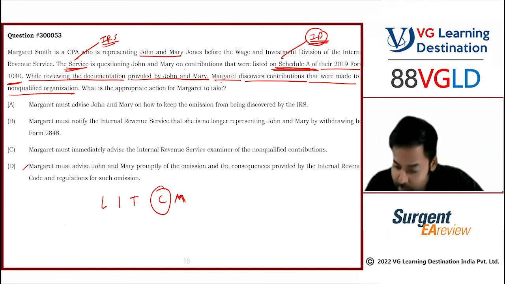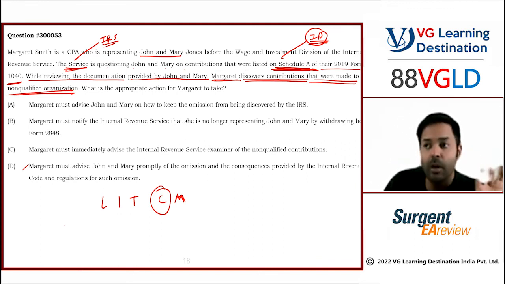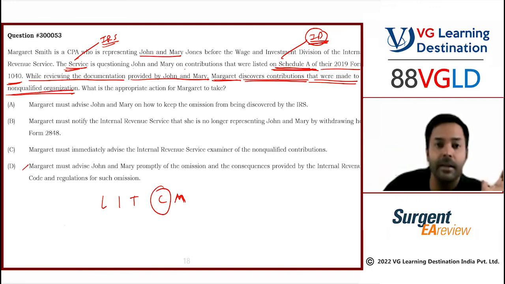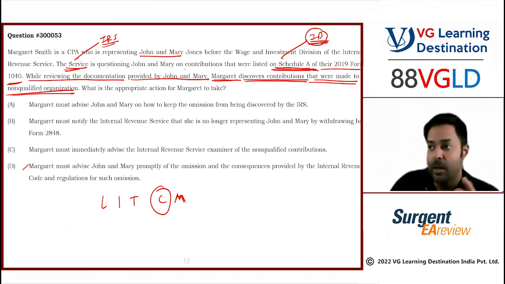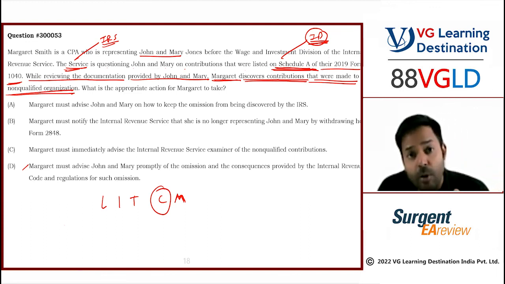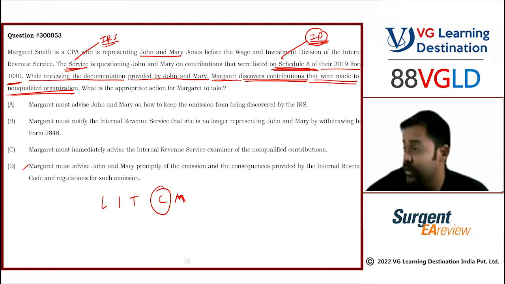So here, Margaret discovers that the contributions were made to non-qualified organizations. So guys, when you're making any contribution to a charity, it does not mean that you give money to anyone and claim the charitable deduction. No, it has to be given to qualified charitable organizations, right? You cannot give to a poor family, you cannot give it to your friend, you cannot give to any poor or needy family. No, it has to be given to qualified organizations.